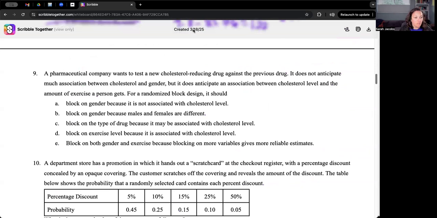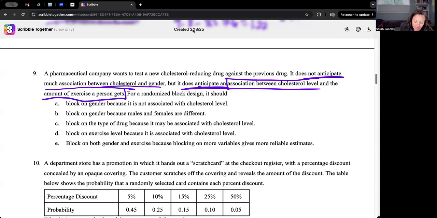All right. Next up, blocking. A pharmaceutical company wants to test a new cholesterol reducing drug against the previous drug. Good idea. Always test against the standard of care, not nothing. That's unethical. It does not anticipate much association between cholesterol and gender, but it does anticipate an association between cholesterol level and the amount of exercise a person gets. Okay, so we're expecting exercise to affect cholesterol level. That's what we want to block on.